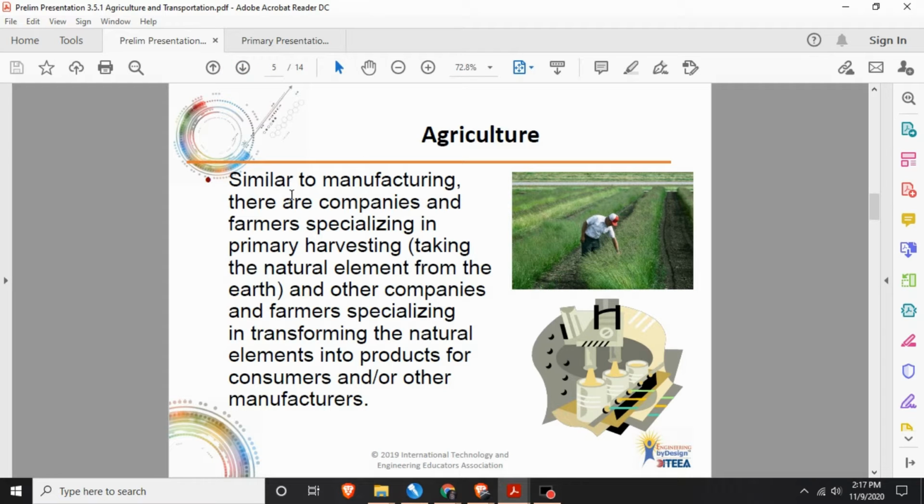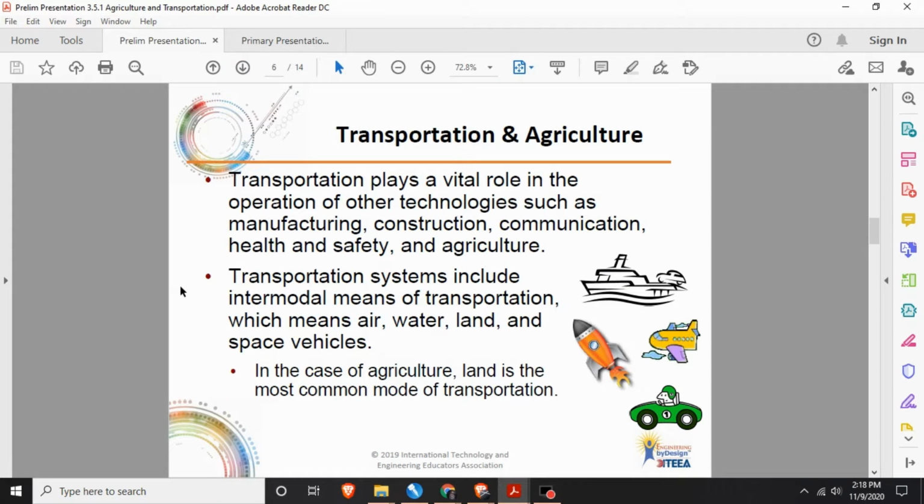Similar to manufacturing, there are companies and farmers specializing in primary harvesting, which is the taking of the natural element from the earth, or products from the earth, and other companies and farmers specializing in transforming the natural elements into products for consumers and other manufacturers. So you have a primary and then you have a secondary. Transportation plays a vital role in the operation of the other technologies such as manufacturing, construction, communication, health and safety, and agriculture.